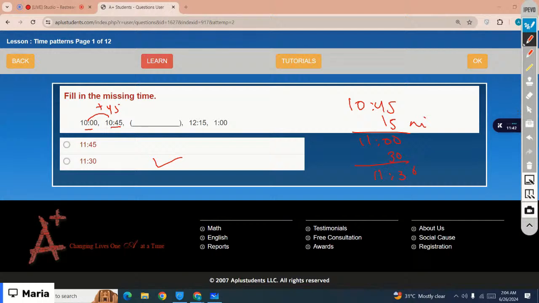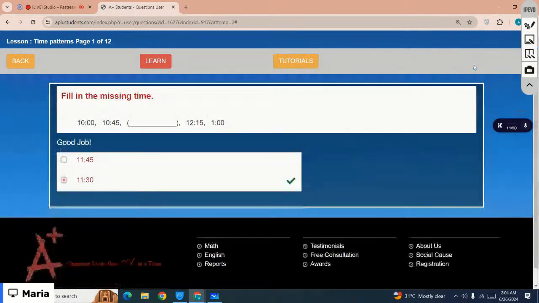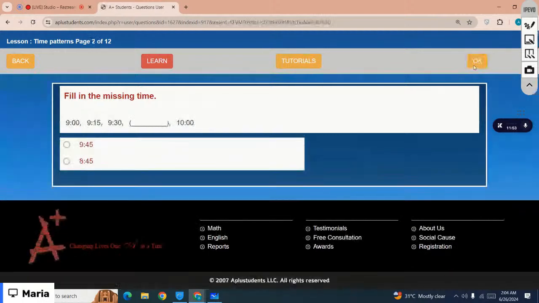Okay, so the correct option is 11:30, right? Let's move on to the next example. Fill in the missing time: 9, 9:15, 9:30. Which time is missing? After 9:30, the next one is, yes, the time is increasing by 15 minutes. So the missing one is 9:45. Option number 1 is the correct option.